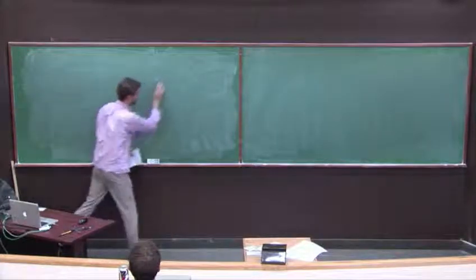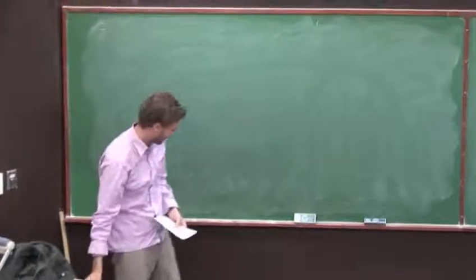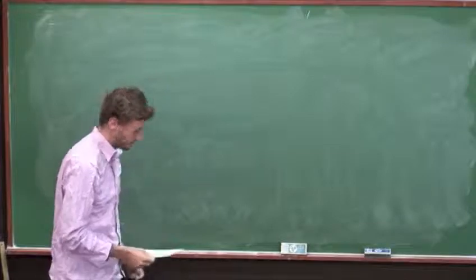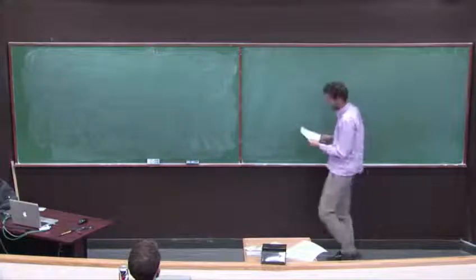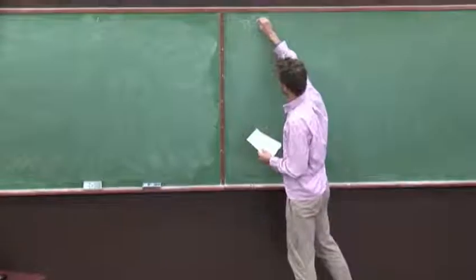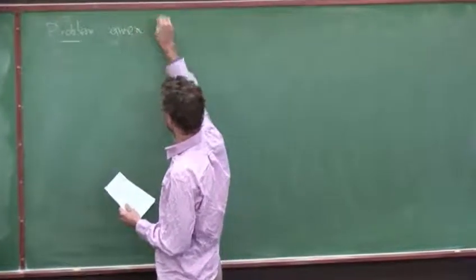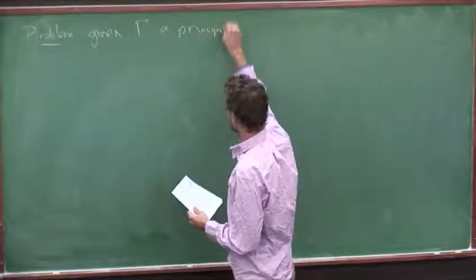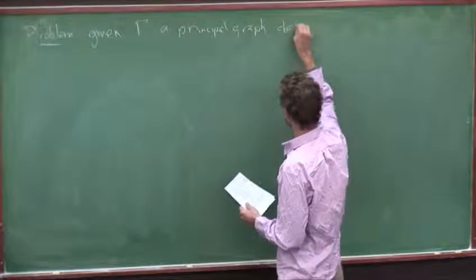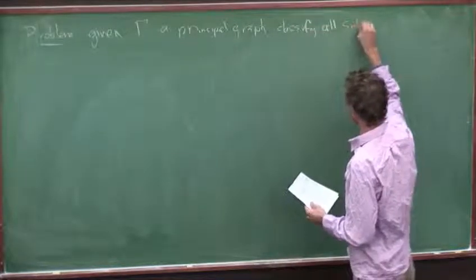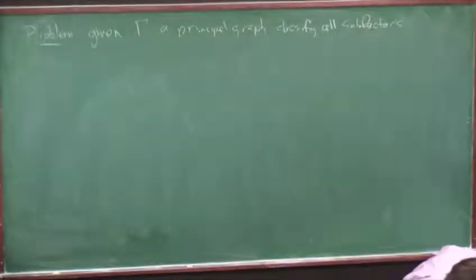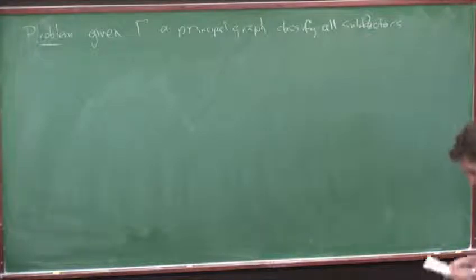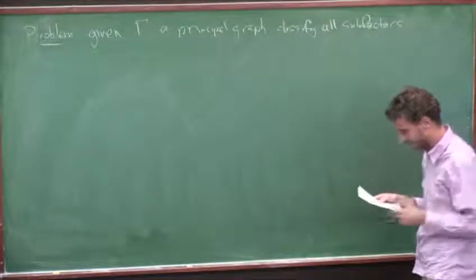So this is sort of the unpleasant end of the business somehow, because I'm talking about constructing and classifying subfactors which you know nothing about and just have to use brute force. So the problem: given gamma, a principal graph, classify all subfactors. And because you know nothing except the principal graph, none of this is pretty.